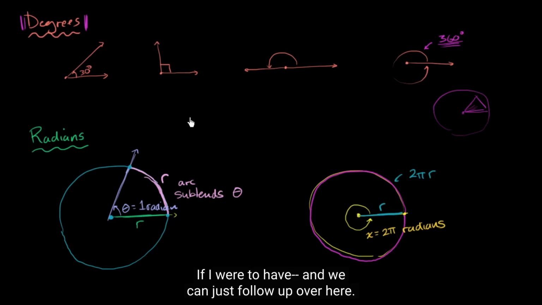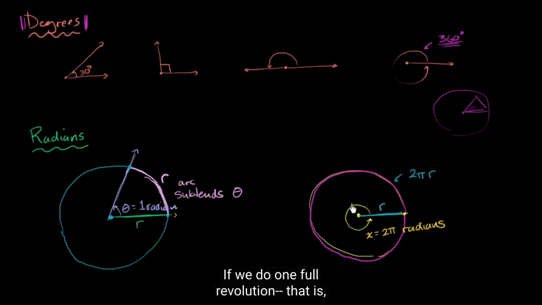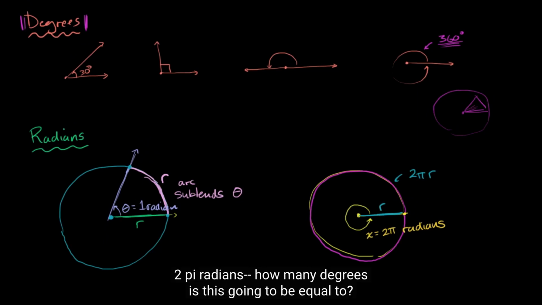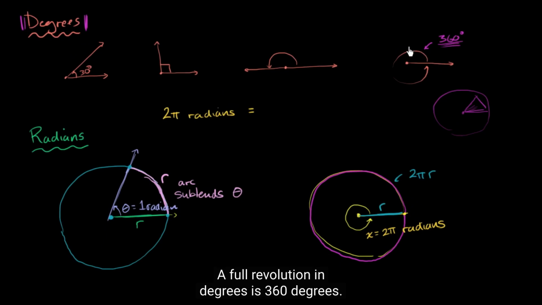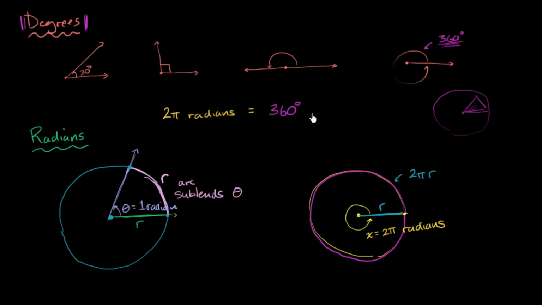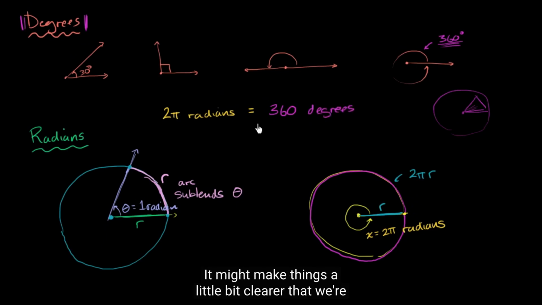If we do 1 full revolution, that is 2 pi radians. How many degrees is this going to be equal to? Well, we already know this. A full revolution in degrees is 360 degrees. I could either write out the word degrees or use the little degree notation. Actually, let me write out the word degrees. It might make things a little bit clearer that we're using units in both cases.